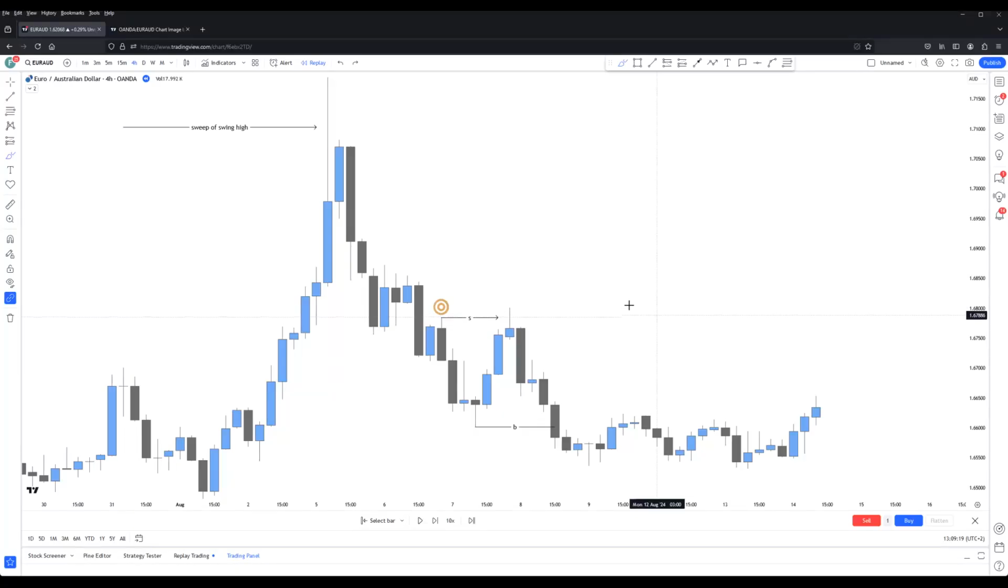So what has happened here is that after sweeping out the high point with a wick, it did not close its body above; it only wicked the high and then immediately reversed to the downside and broke the structure with a body closure. So this is important. This is what I explained: for a bearish continuation we need a sweep with a wick and then a body closure for the break.